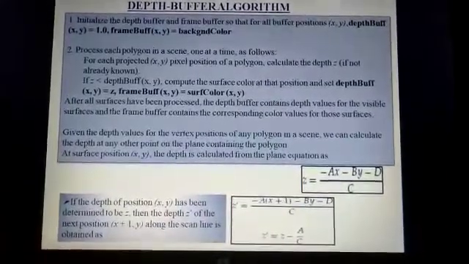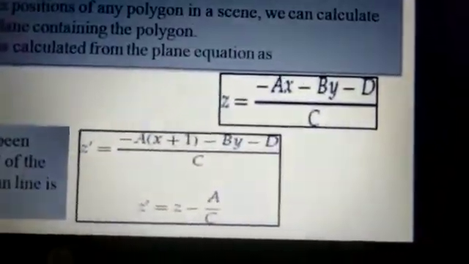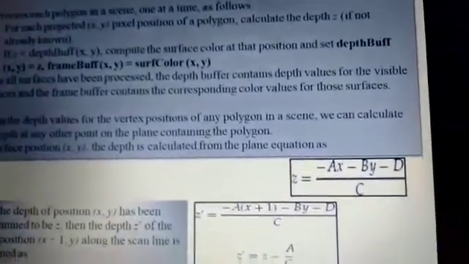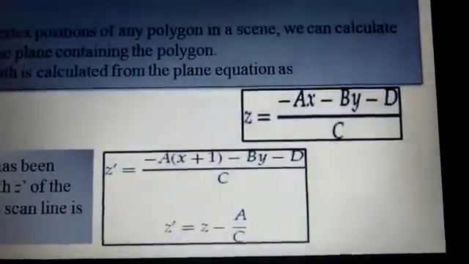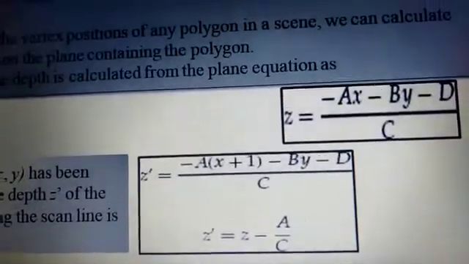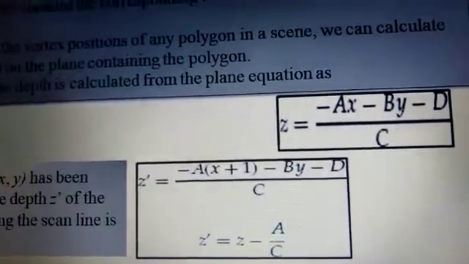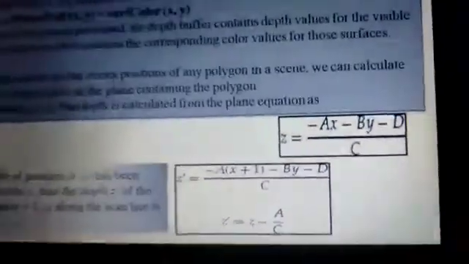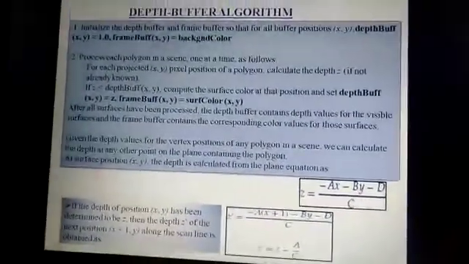Thus, we can define z is equal to minus ax minus by minus d divided by c, where a, b, c, d are plane constants. If the depth of a position x, y has been determined to be z, then the depth z dash of the next position x plus 1, y along the scan line is obtained as z dash is equal to minus a of x plus 1 minus by minus d divided by c, where z dash can be once again given as z minus a divided by c.